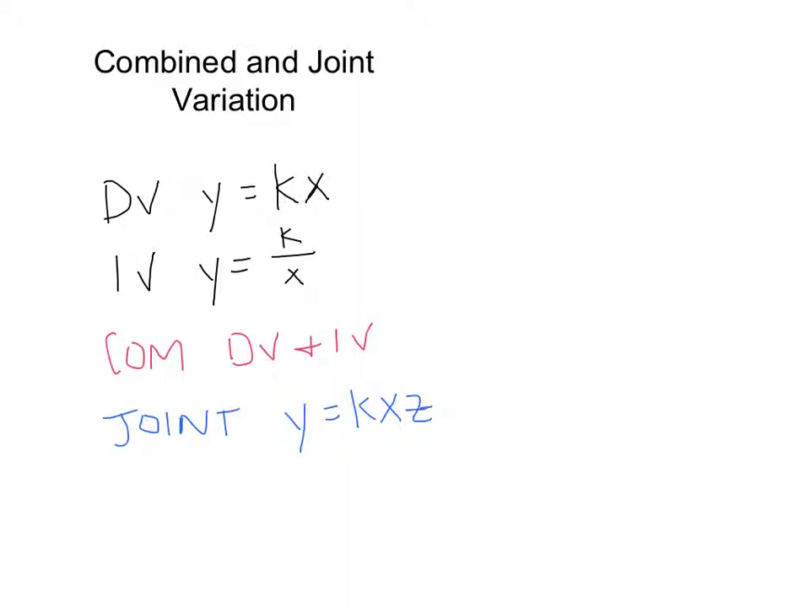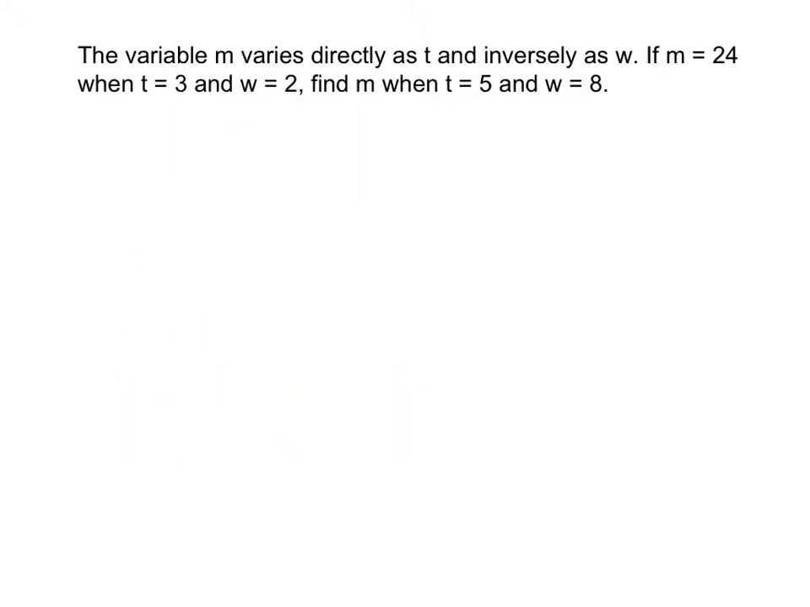So let's look at a couple of problems where we combine everything together. What's nice is that a lot of the things that worked for direct variation and inverse variation just carry over to these types. The variable m varies directly as t and inversely as w. So this is a combined variation. So m equals kt over w.